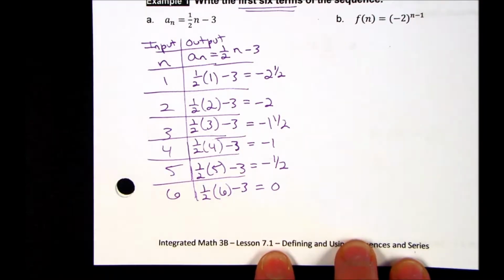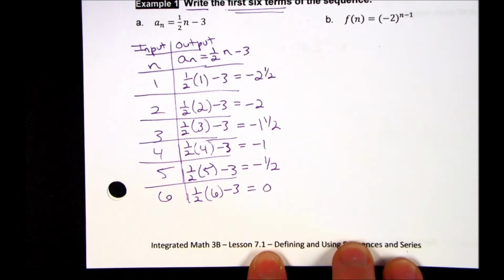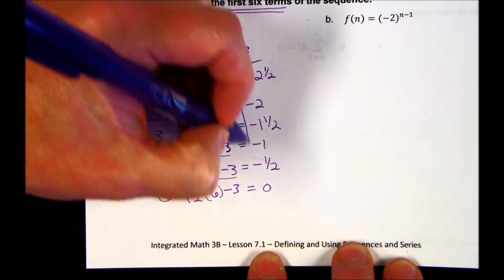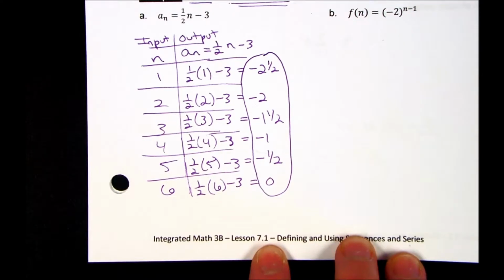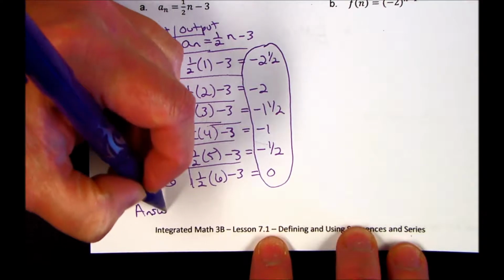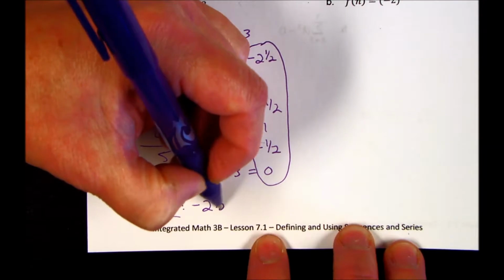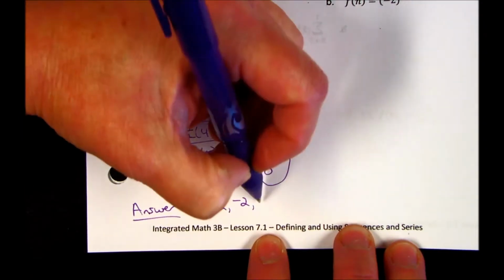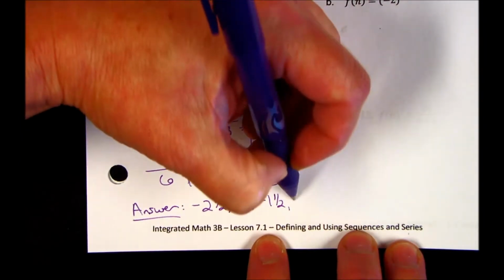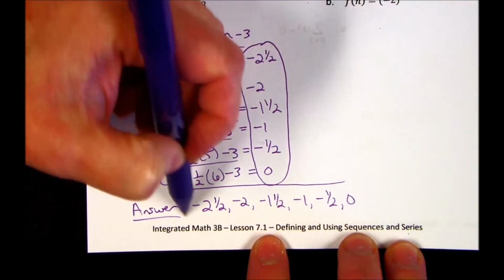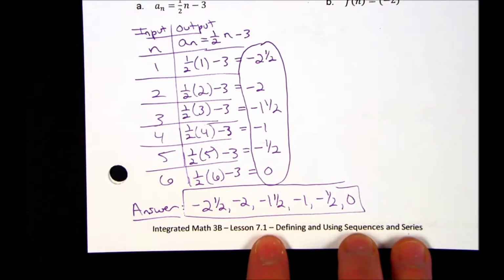So when you're writing your answer, make sure that you write it as a list. If you're asked to write the first 6 terms of a sequence, these are the numbers that we are writing, and we're writing them in a list. So your answer should be a list and look like this: negative 2.5, comma, negative 2, comma, negative 1.5, comma, negative 1, comma, negative 1/2, and 0. So that is the answer to this example.